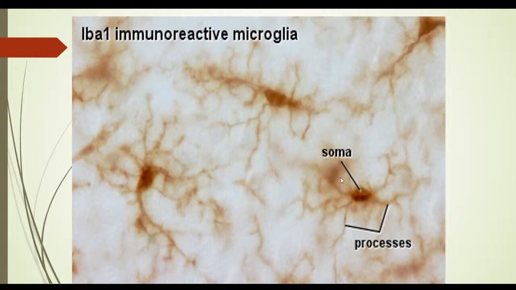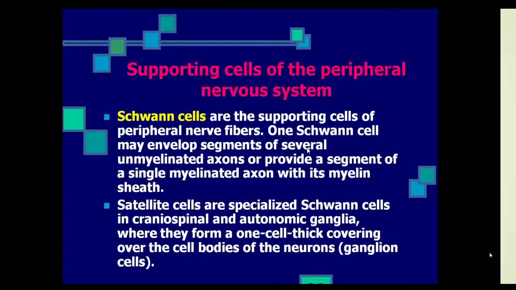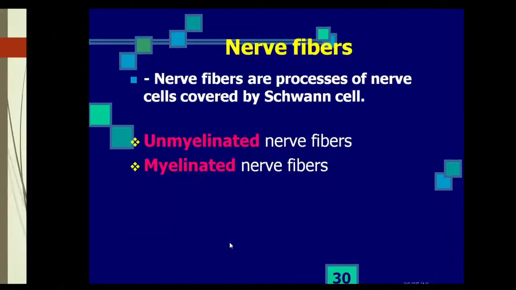It also can be divided into processes and so on. Also, we have the supporting cells of the peripheral nervous system. Schwann cells are the supporting cells of peripheral nerve fibers. The Schwann cells may envelop segments of several unmyelinated axons and provide the segments of a single myelinated axon with its myelin sheath. Satellite cells are specialized Schwann cells in craniospinal and autonomic ganglia, where they form a one-cell-thick covering over the cell bodies of the neurons, the ganglion cells.